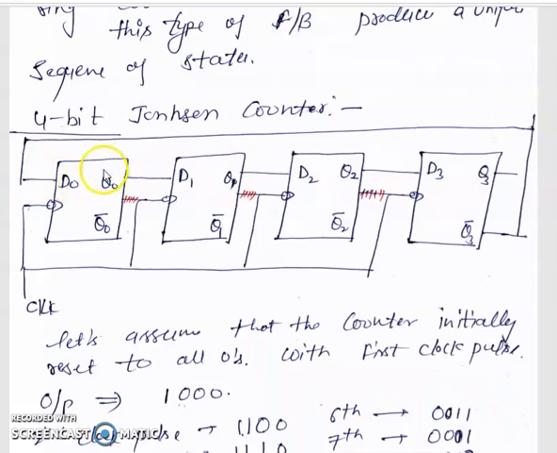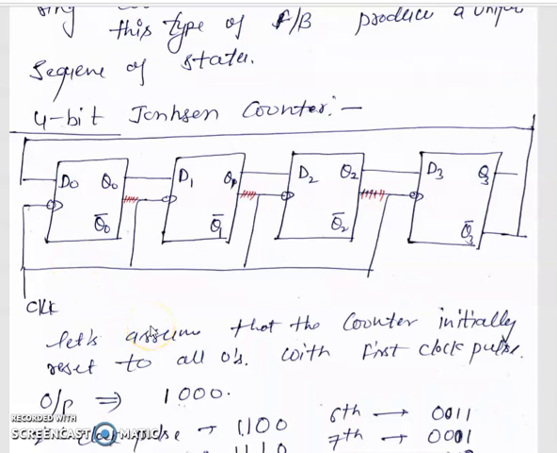The output of the first flip-flop is connected to the input of the next flip-flop, D1. The output of D1, that is Q1, the normal output, is connected to the input of the next flip-flop, D2. The output of D2, that is Q2, is connected to the input of D3. And from D3, we take Q3 bar, not Q3. Q3 is the normal output, but in the Johnson counter we use Q bar, the inverted output, as feedback to the input of the first flip-flop.